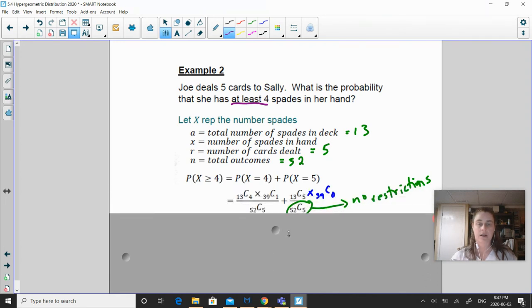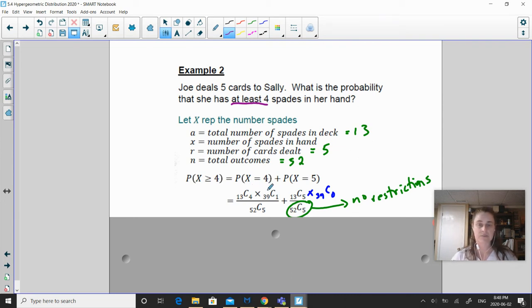So if you have 4 spades, that would be 13 choose 4 times 39 choose 1. 39 comes from the remaining non-spades. So if 13 are spades, 52 minus 13 is 39 cards that are not spades, and you need to choose one of them, so you end up with 5 in your hand. And there's a quick check.